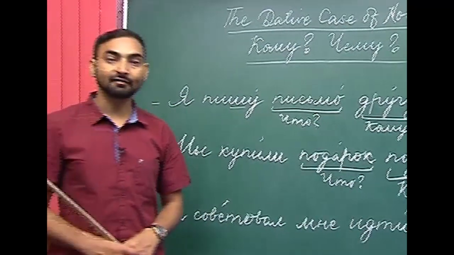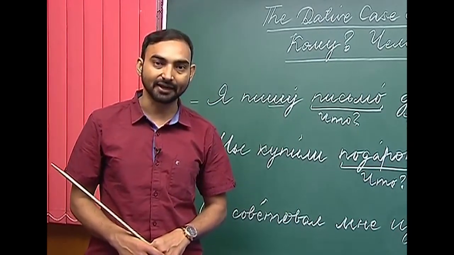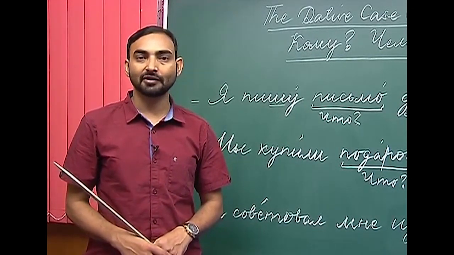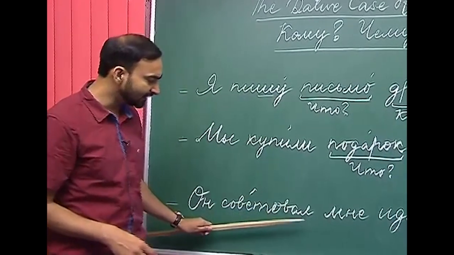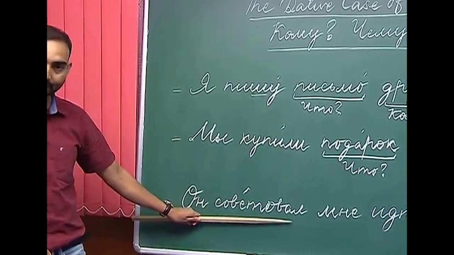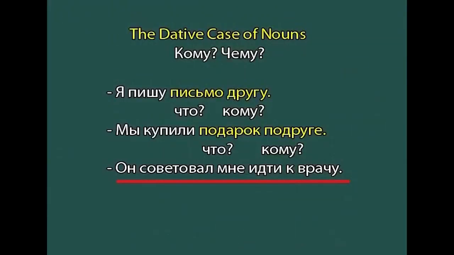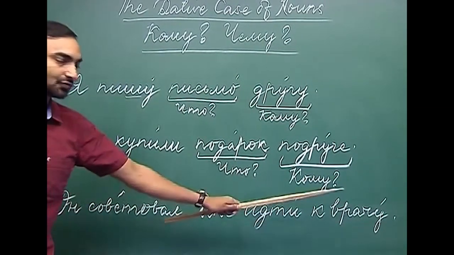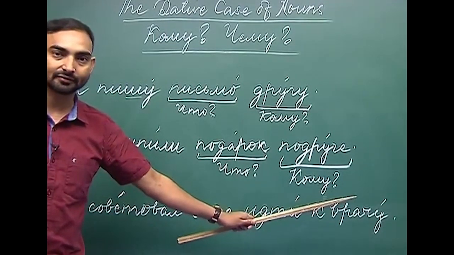Now, there are some verbs which have inherent direct objects in their meaning. So, that is why when we use them in a sentence, we will not write any direct object. For example, let us take savyetavach. Savyetavach is a verb which means to advise. On savyetaval mnye ichik vrachu. He advised me to go to a doctor.